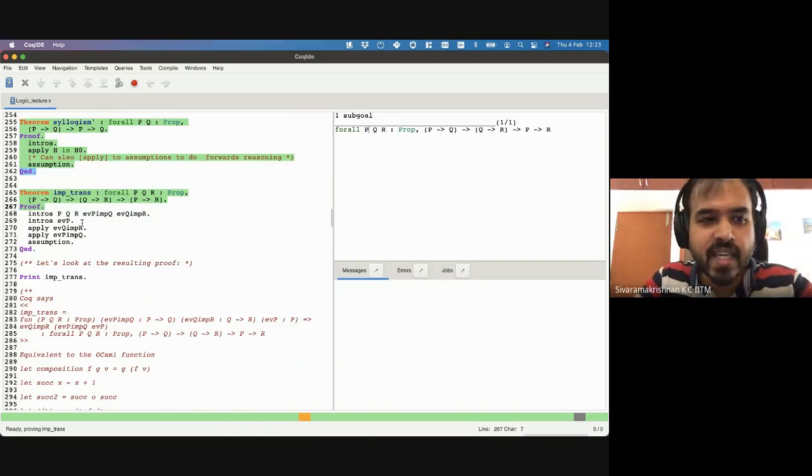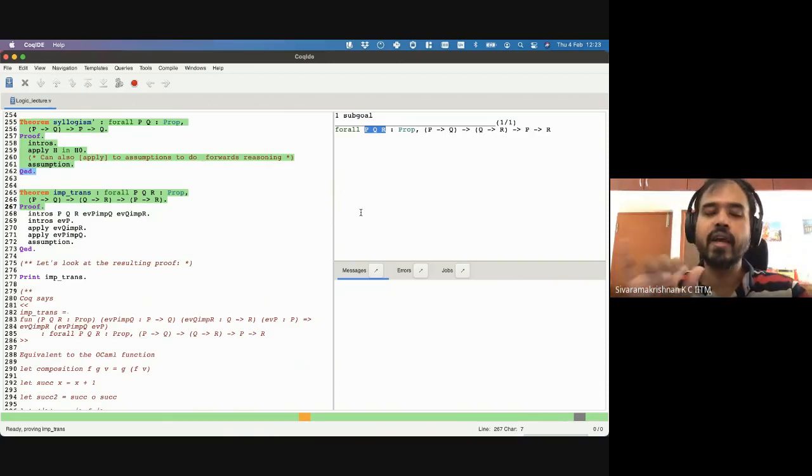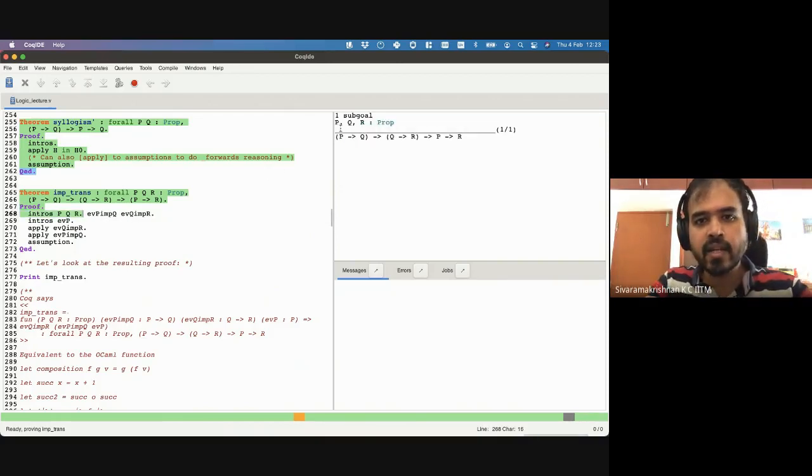So essentially, we have 5 introductions here, right? And the first 3 are for these for all variables. Whenever we see a for all in the goal, we will always introduce them. We will say, okay, I'll just assume this holds for some arbitrary P, Q, R. So when you do the first 3, all you get is we know P, Q, R are propositions. We know nothing about them further. And those are 3. And we have 2 other things, right?